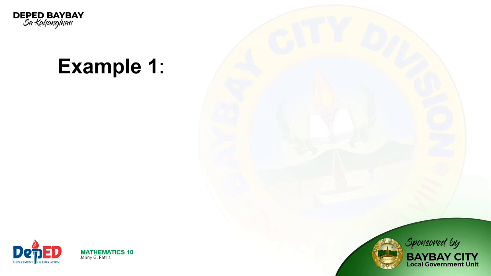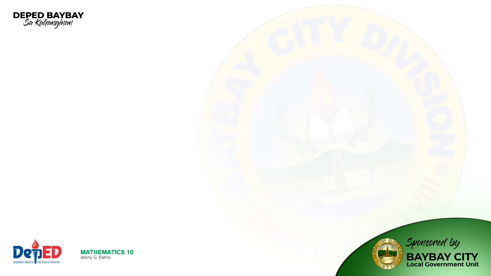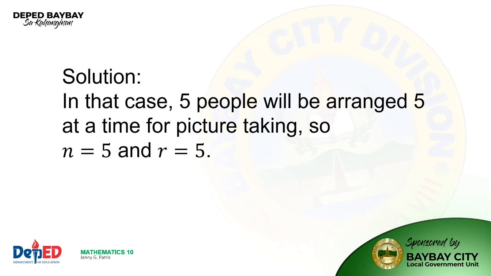Now, let us discuss each given problem applying the different concepts on permutations and combinations as I mentioned earlier. Let's begin with example 1. In how many ways can 5 people arrange themselves in a row for picture taking? So, here is the solution for number 1.